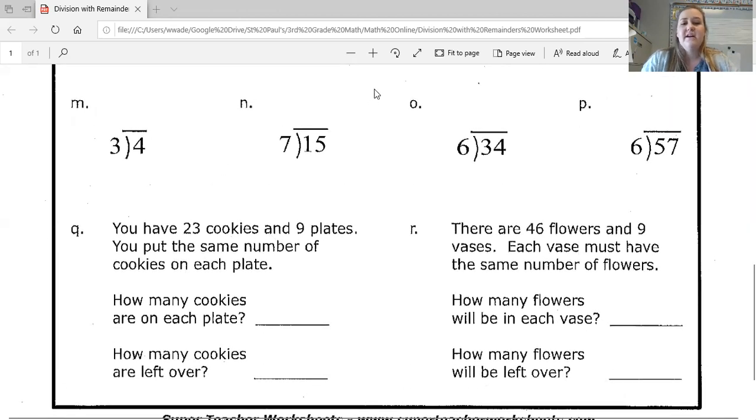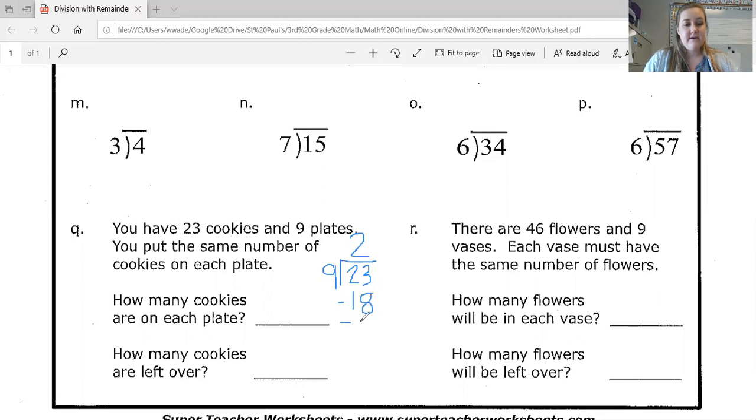Let's go through Q here. Here's a word problem. So say you have 23 cookies and you have 9 plates. You put the same number of cookies on each plate. How many cookies are on each plate and how many cookies are left over? So this is telling me I'm dividing it. So I'm gonna do 23 divided by 9. Okay, so gotta count by our 9s. 9, 18, I can't go further because if I go further, I'm gonna get to 27. So we're gonna go with 2. Okay, and we said 9 times 2 is 18.